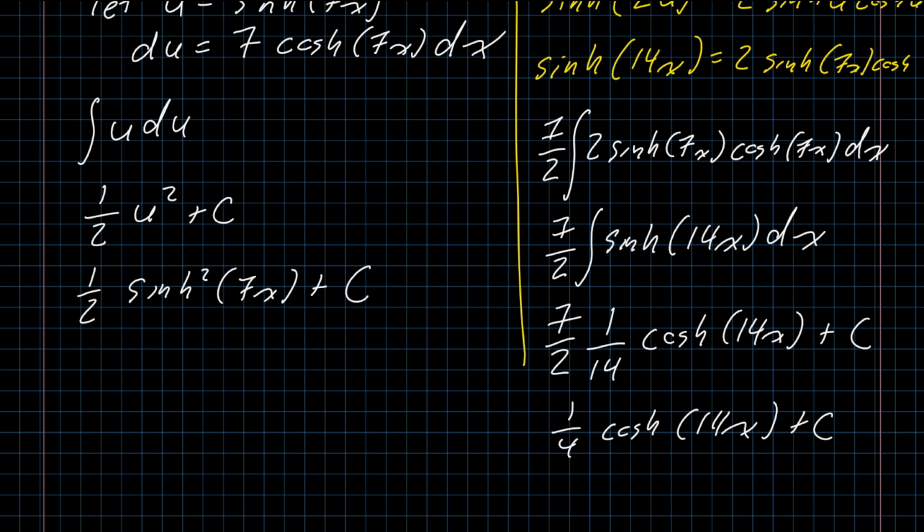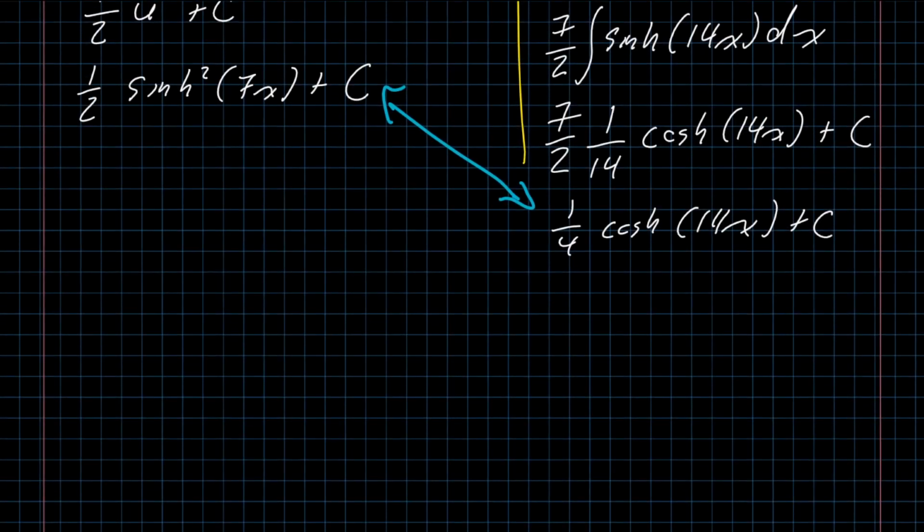And I think at this point you see why I wanted to go through this one. We took two approaches to evaluate this integral. Both approaches are completely and totally valid, but they gave us very different looking results. But that's actually not a problem, because if we think about the double angle formula for cosine, we know that that will get us from the 14 back to the 7.